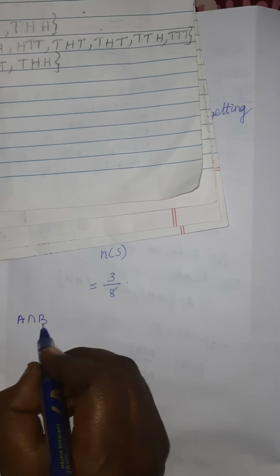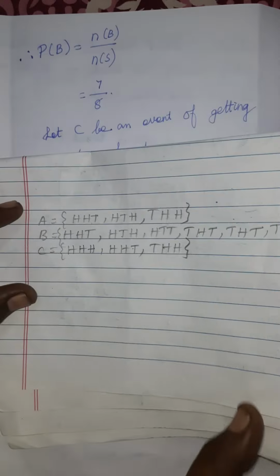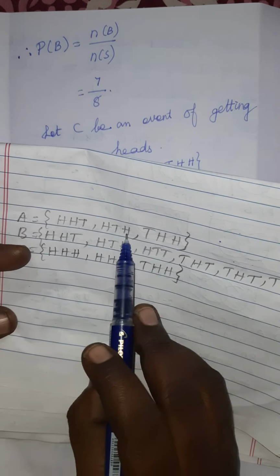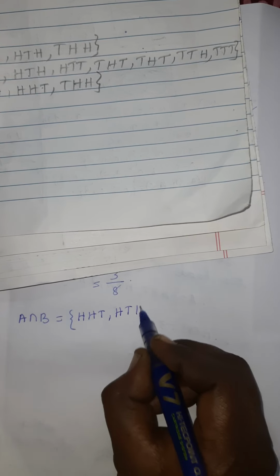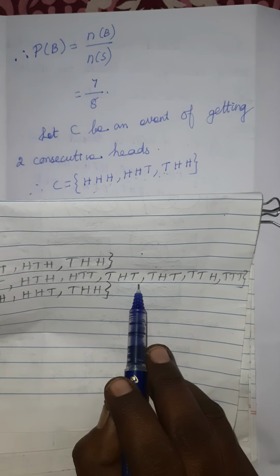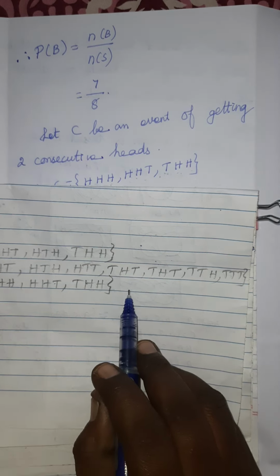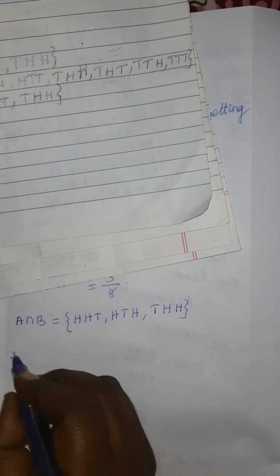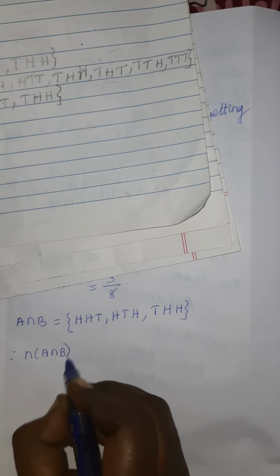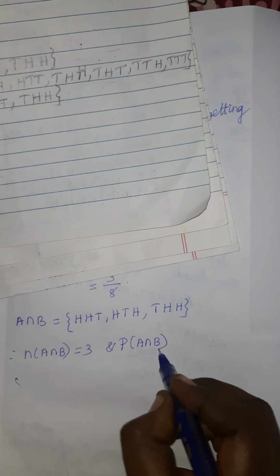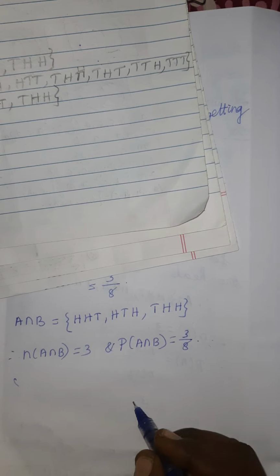A intersection B is equal to, what are the elements there? You see here A set and B set. So H, H, T, then H, T, H, then T, H, H, it is there, T, H, H. Okay, therefore N of A intersection B is equal to 3 and P of A intersection B is equal to 3 by 8. Are you clear?